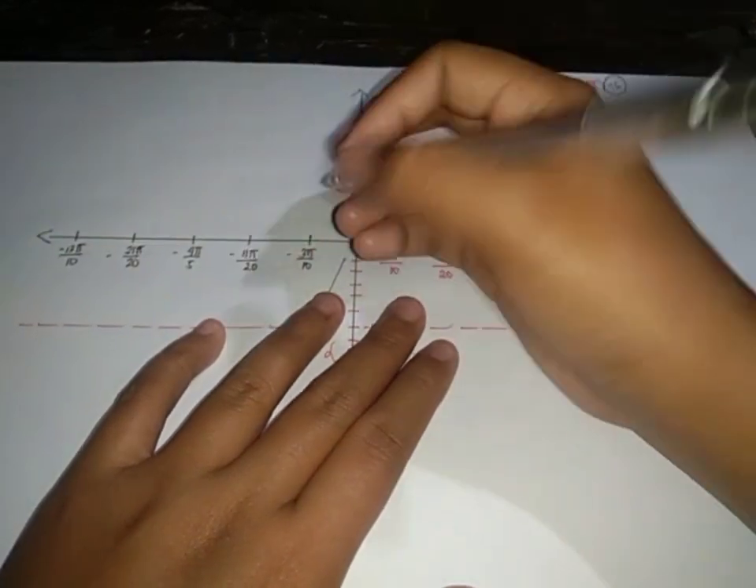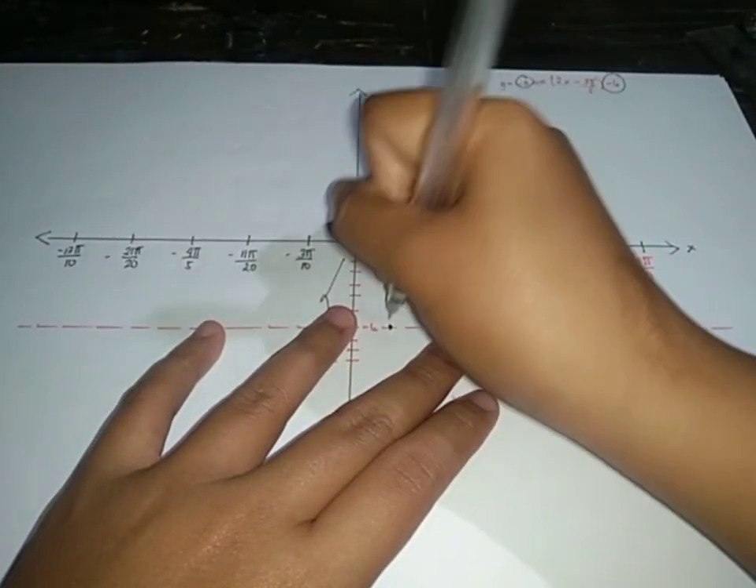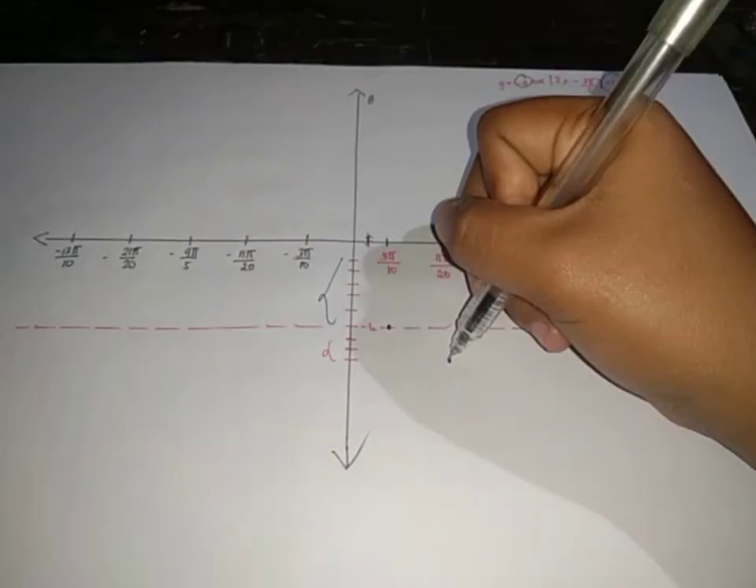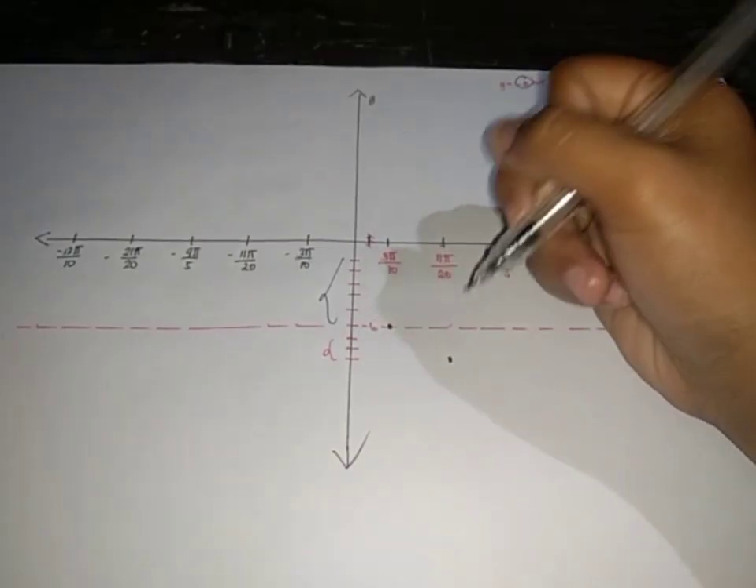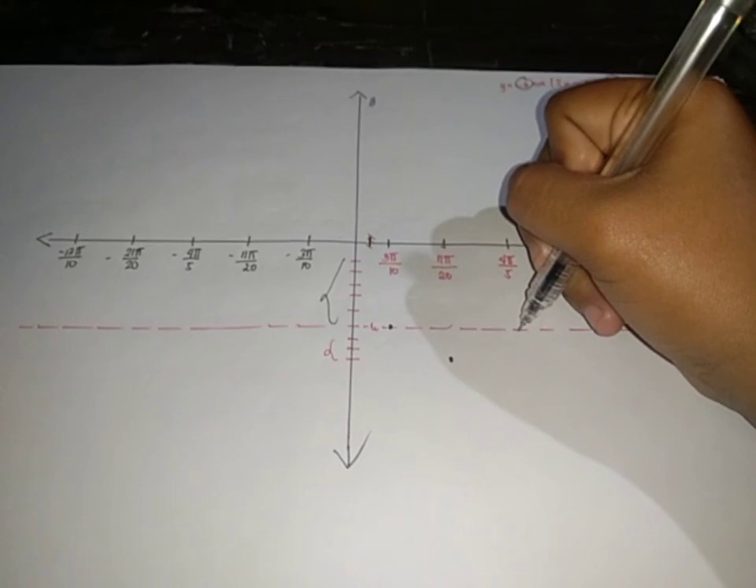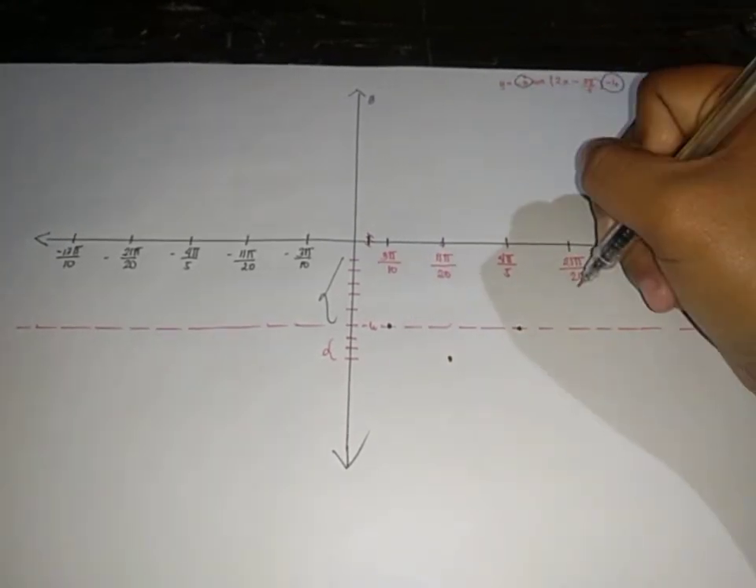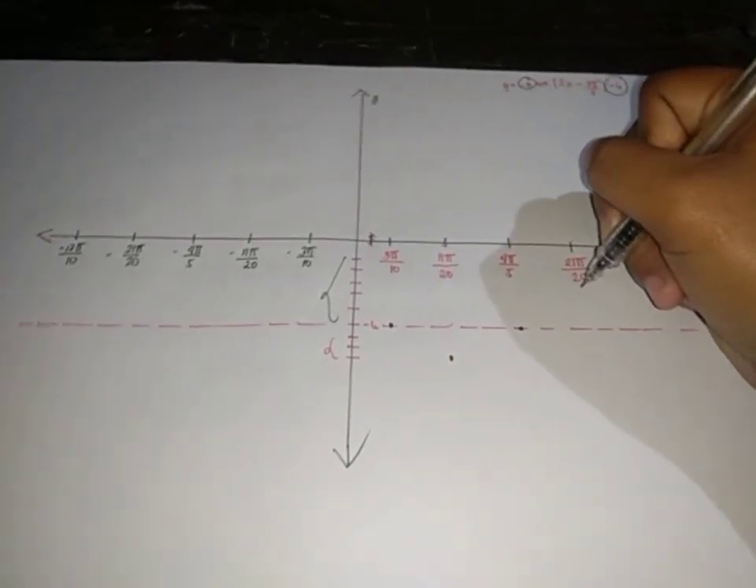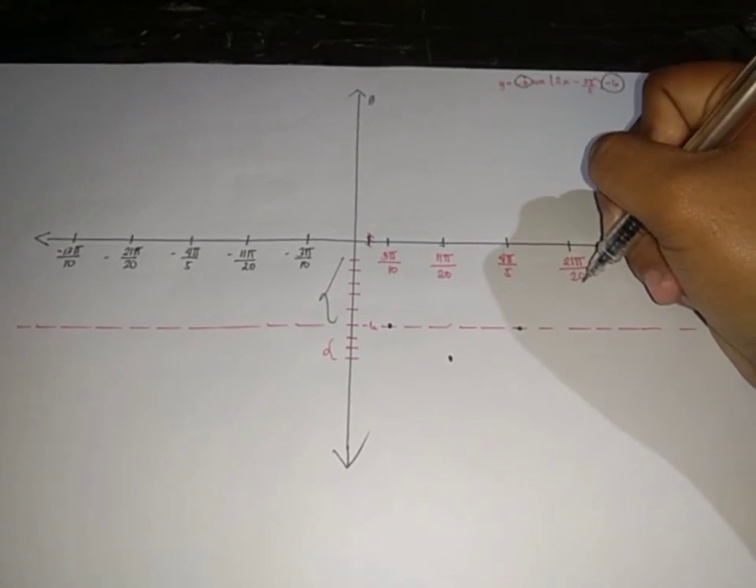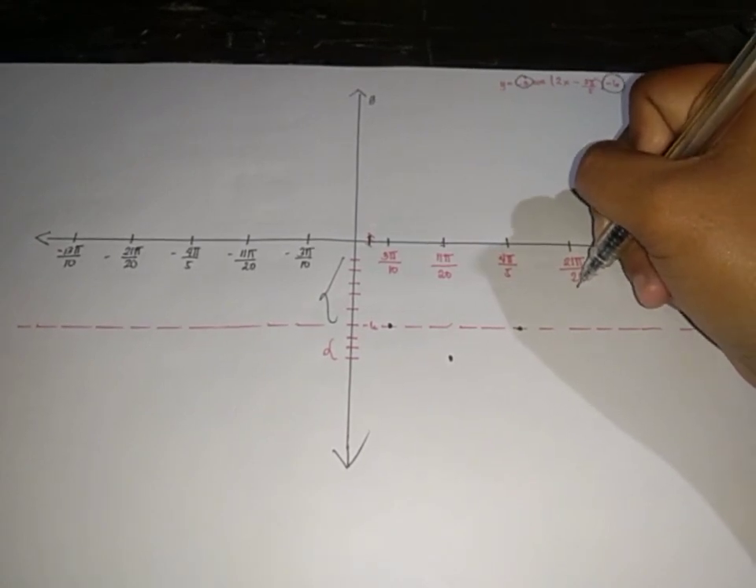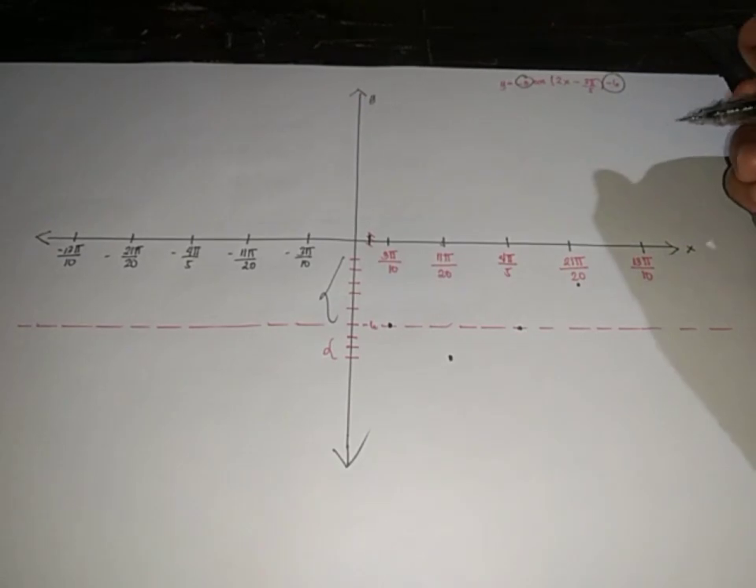Let's draw a broken line here. And now we can start dotting here, here, here, and here.